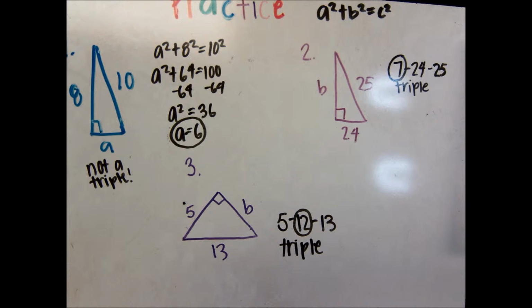Number 2 is a triple, so it's 7, 24, 25. B equals 7. For number 3, it's also a triple, 5, 12, 13. B equals 12.